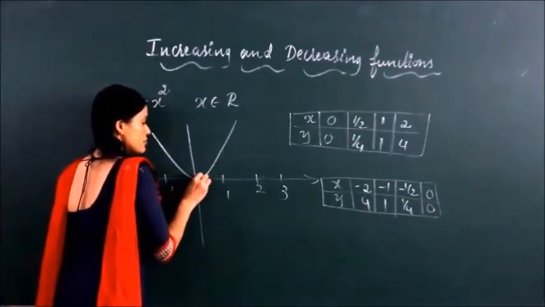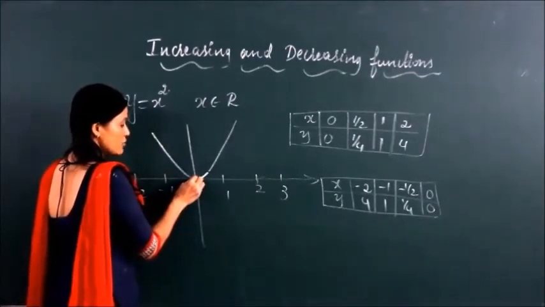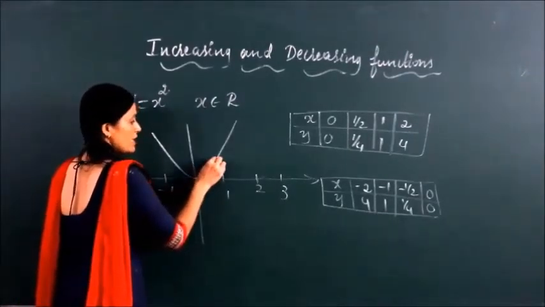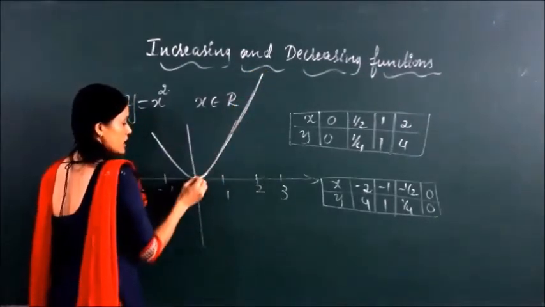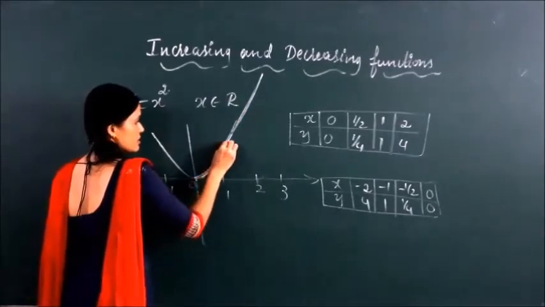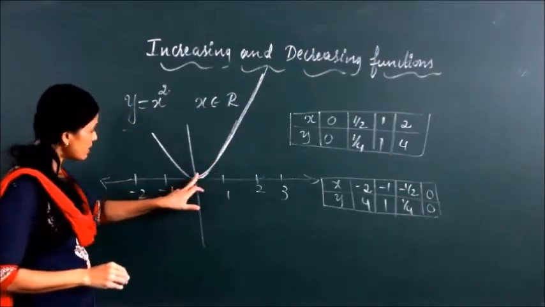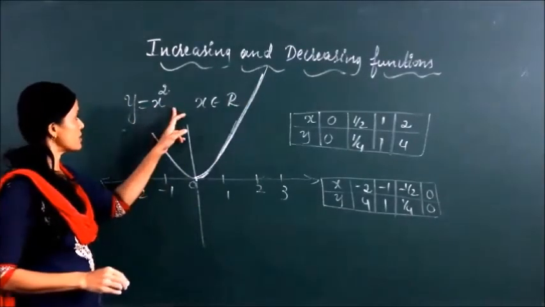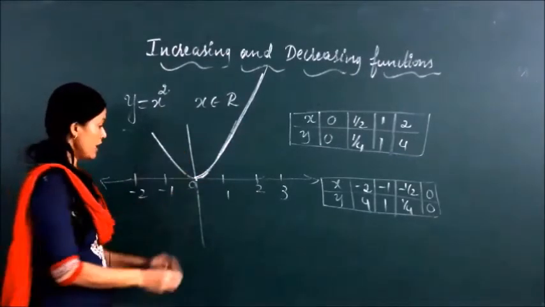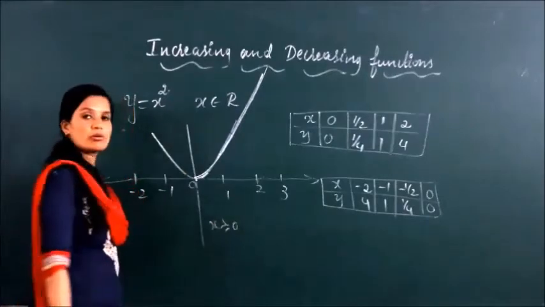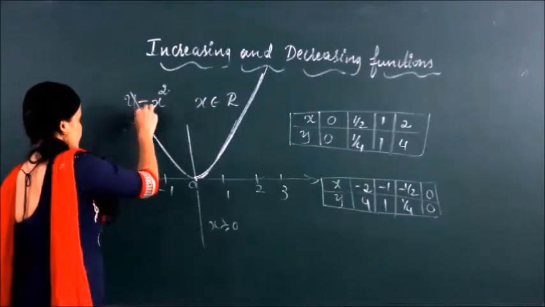So for positive real numbers, look into the graph here. If I plot the graph, when x is 0, y is also 0. When x is half, y is 1 by 4. It goes like this. See, look at the graph here. It continuously increases. So it goes up. So I call this an increasing function. y is equal to x square is an increasing function for the values of x greater than or equal to 0.